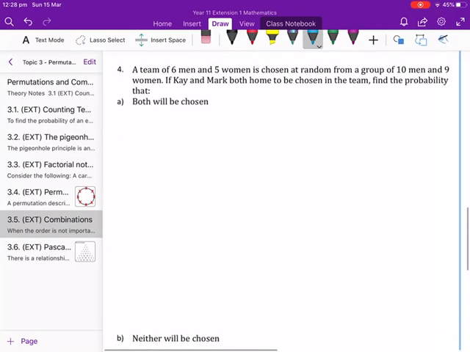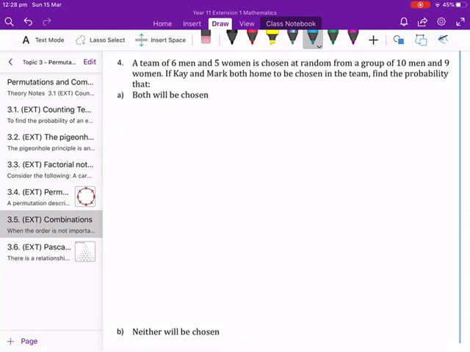For example 4, we have a team of 6 men and 5 women is chosen at random from a group of 10 men and 9 women. If Kay and Mark both hope to be chosen in the team, find the probability that both will be chosen. So because one of the key words in this is find the probability, we need to find first the number of possible teams before we can work out how many possible ways there will be for them to be chosen, and then the probability.